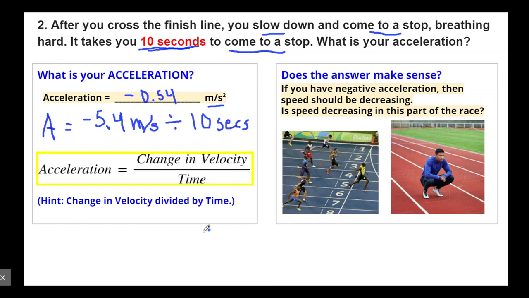Does this answer make sense? Our answers should always make sense. Well, what's going on with negative acceleration? Does negative acceleration make sense here? Well, we should be slowing down if there's negative acceleration. Are we slowing down in this part of the race? Yes, we are. So acceleration is negative in this part of the race. A positive acceleration value would not allow us to slow down to a stop.